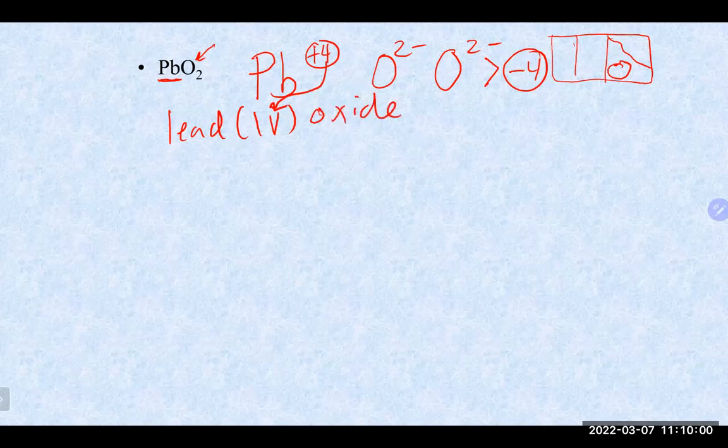This is a prime example that if you just blindly move the charges up and over, you would get the wrong answer. You would end up with something like lead 2, which would be incorrect in this case, and also the wrong charge on the oxygen. So it's really important to make sure that you think about getting everybody to 0 and what it actually is. Any questions on that there?